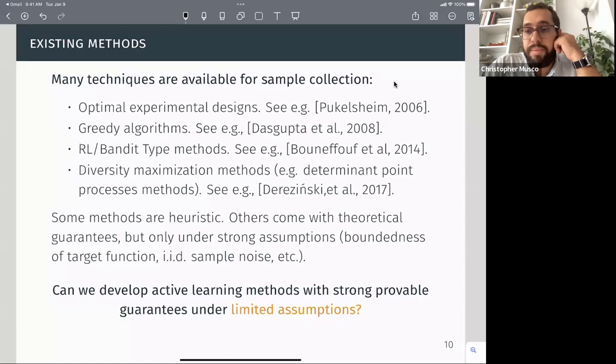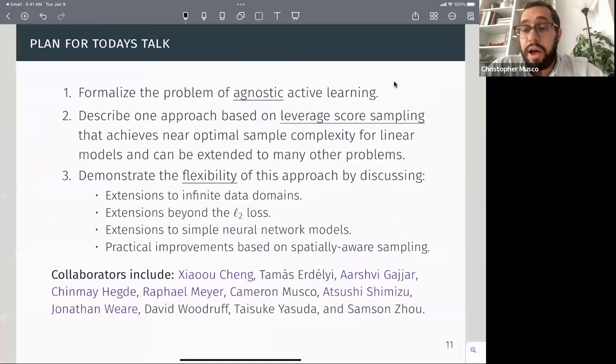The main thing I'm interested in for this talk, and I've just been interested in generally in my research recently, is can we develop active learning methods with strong provable guarantees, but with very, very limited assumptions on the active learning setup? So you'll see what I mean by that in a minute. Okay, so I'm gonna formalize the problem of what I call agnostic active learning. Agnostic is a term used in machine learning to refer to the adversarial noise setting. So we'll talk about exactly what that is.